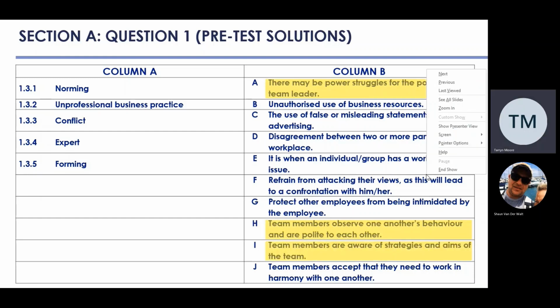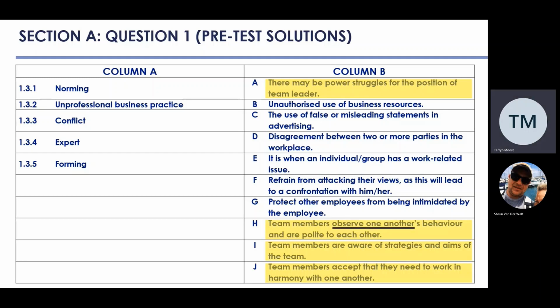But if you look towards your statements, you will see that we have highlighted 4 statements. Those 4 statements link to your team stages. Now we need to underline what is our key concepts. Our key concepts being, what is it that we're referring to in our stages of team development? Observe one another's behavior. Be polite to each other. And straight away, we need to have an understanding of what happens within each of those stages. And when we observe one another's behavior, when we are polite to one another, sure, we have formed as a team.